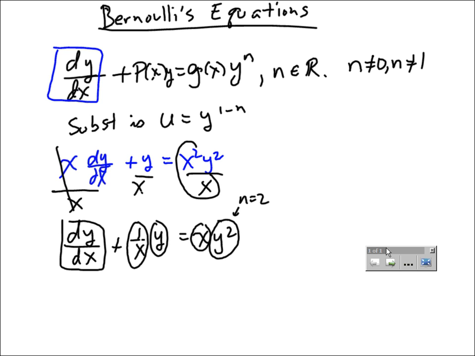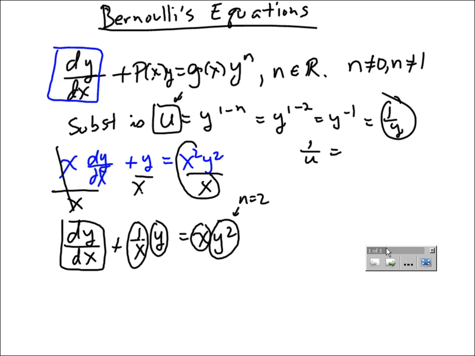N is 2. So the substitution we're going to make is u equals y raised to the 1 minus 2, where 1 minus 2 is negative 1, and y to the negative 1 is 1 over y. So u is equal to 1 over y. If I take the reciprocal of u, I get 1 over u. If I take the reciprocal of what it equals, I get y. That's the substitution we're going to make.